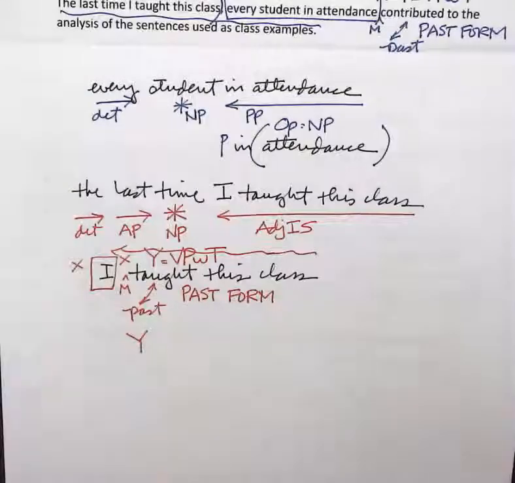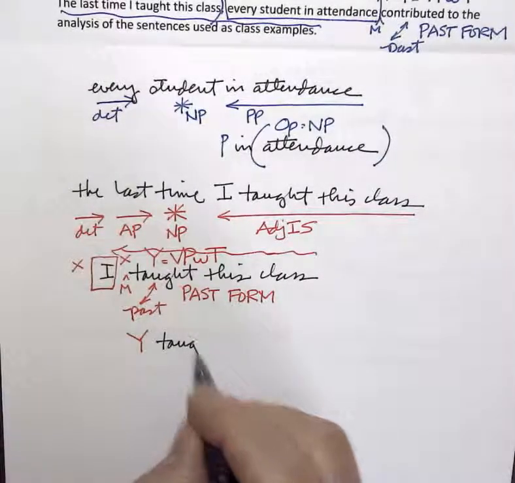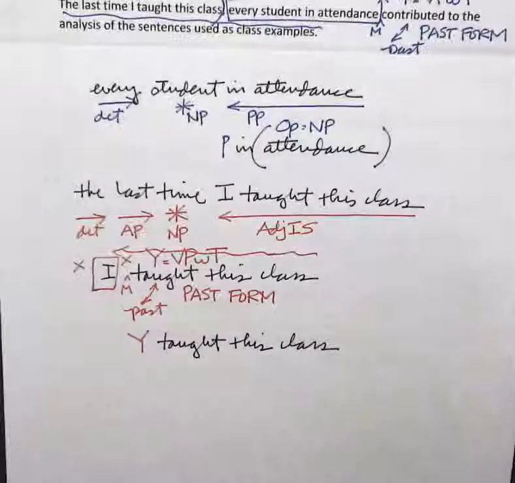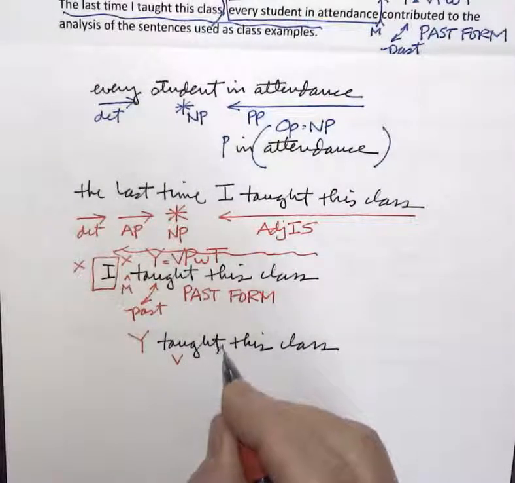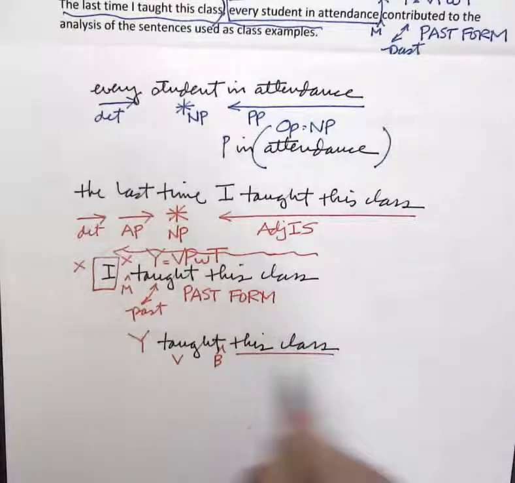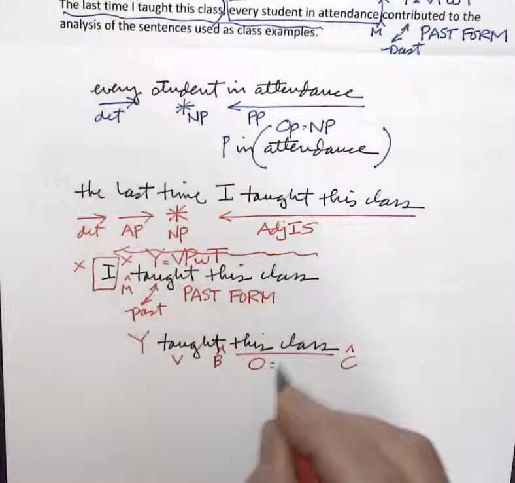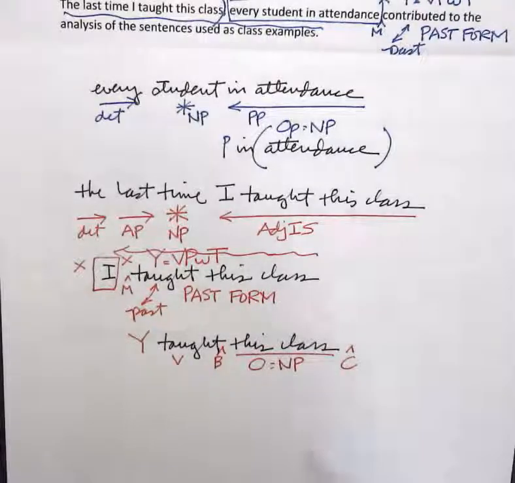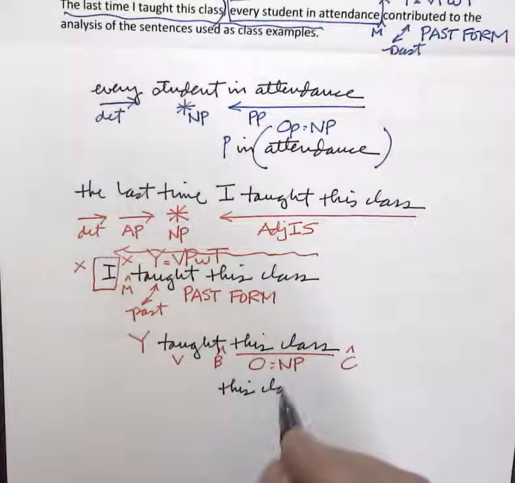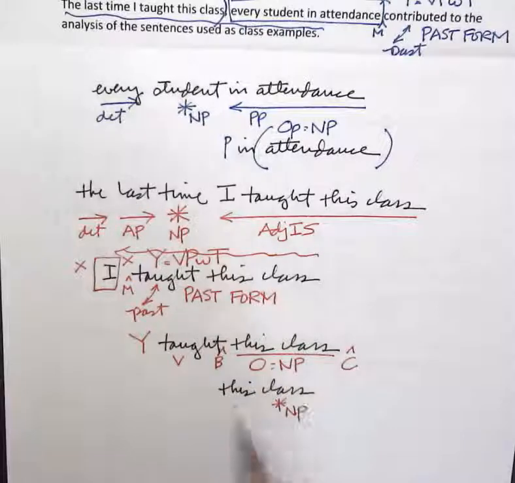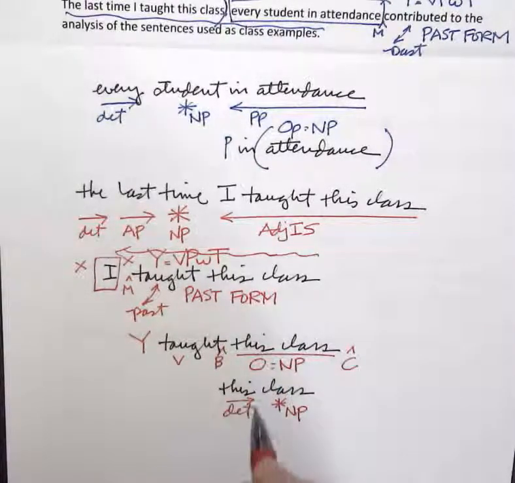Rewrite the Y. Taught this class. And taught is the verb, particle, object, and complement. The object is a noun phrase. So let's check that one. This class. The head is class, noun phrase. The determiner, this. Okay, so that's our adjectival included sentence.